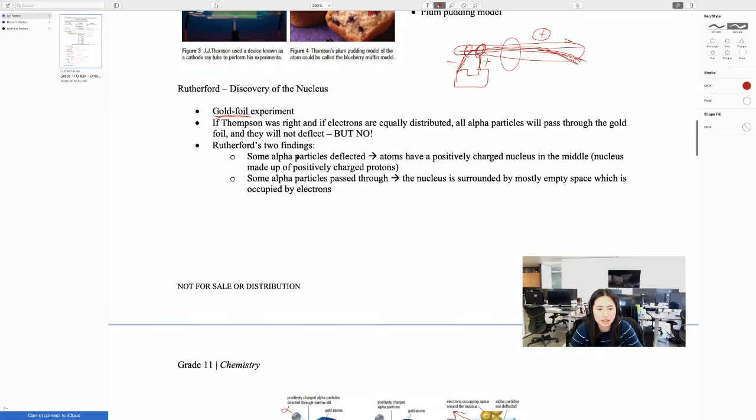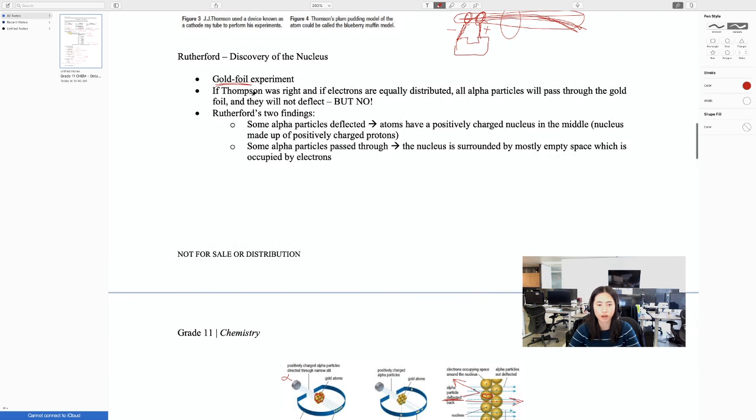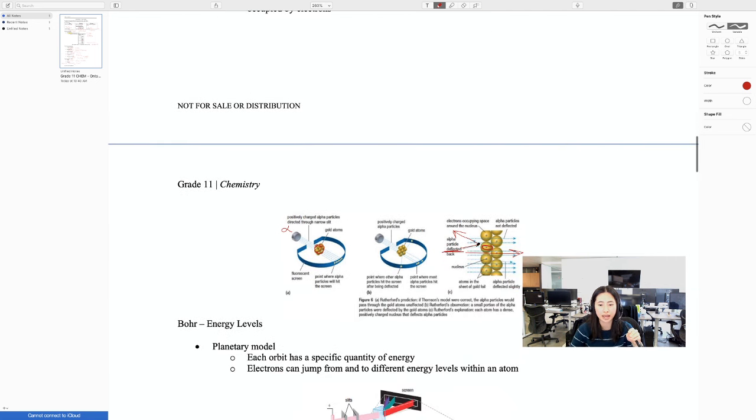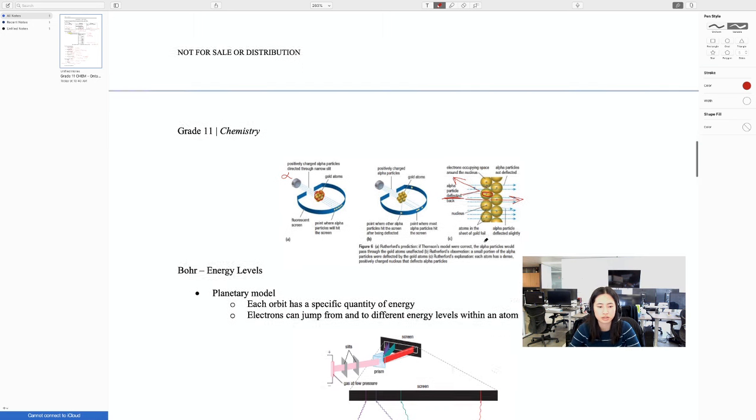Two findings: some alpha particles deflected, and some of the alpha particles passed through. And the reason why that happened. In fact, Thomson was incorrect, because some of the alpha particles deflected. That means your electrons are not equally distributed, and you do have a centered mass, which is your nucleus in the middle, consisting of protons.